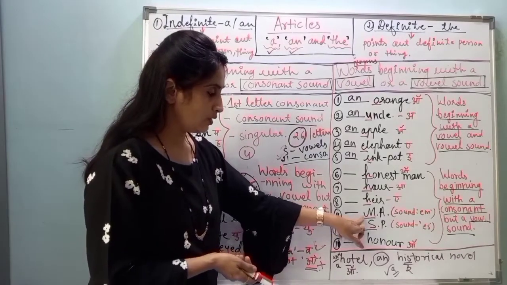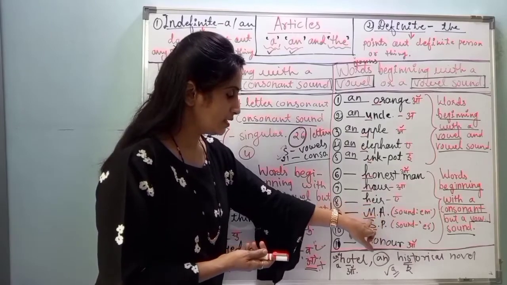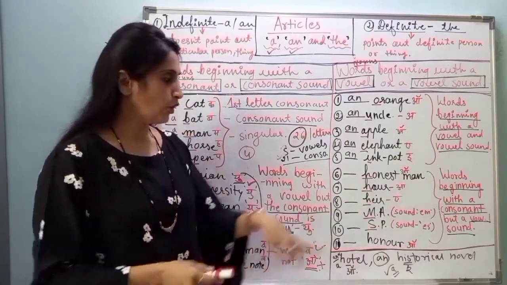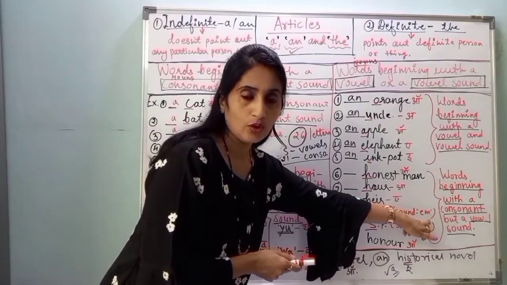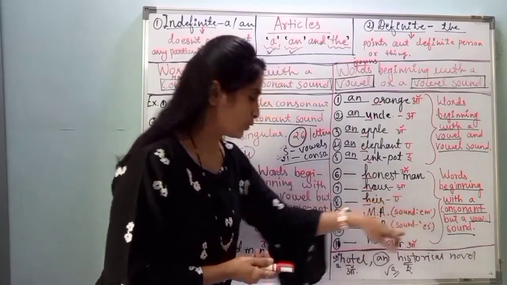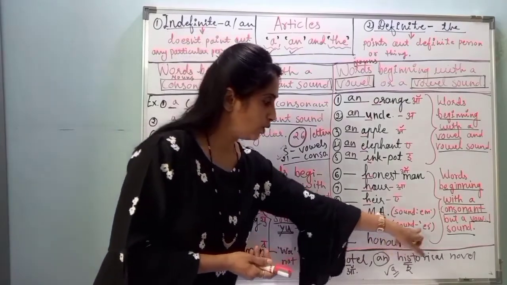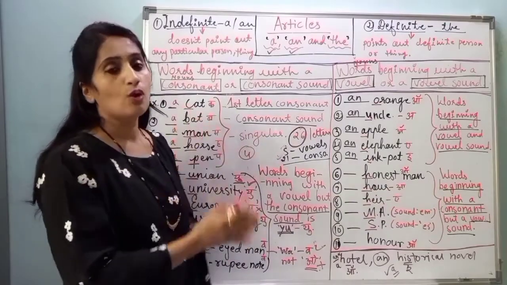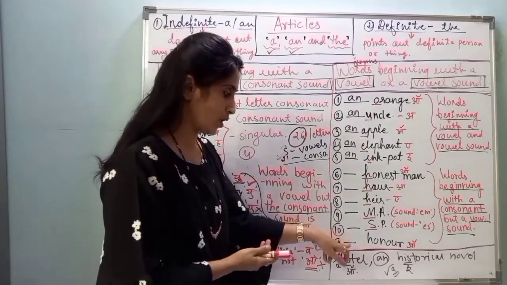See this word now, M.A. This is a degree. Okay, and here we do not say yum, we say M. Okay, and here the sound is M. We say M, and it is a vowel sound. Then this is S.P. So what is the sound here? S. Means it is a vowel sound.